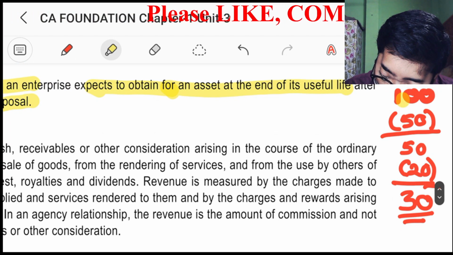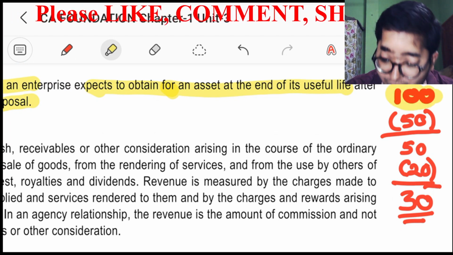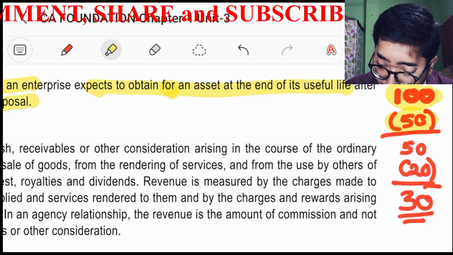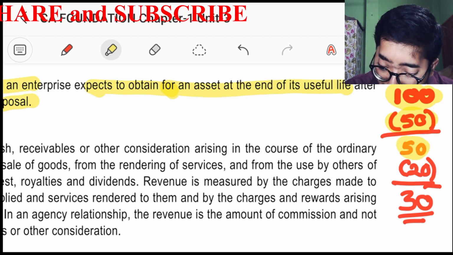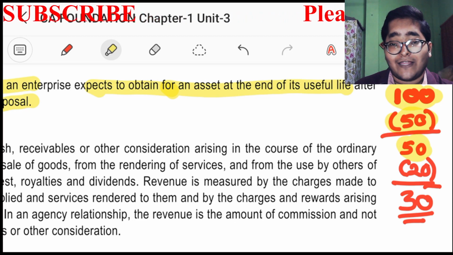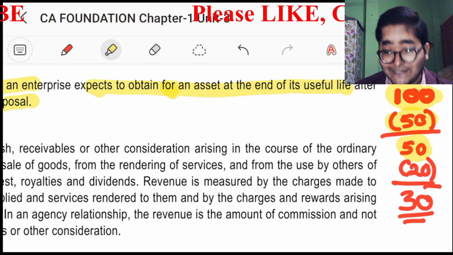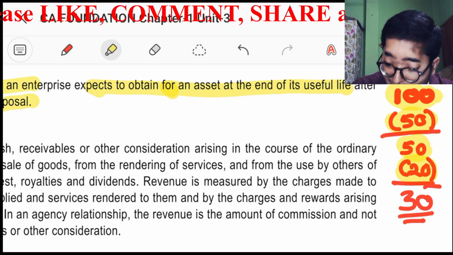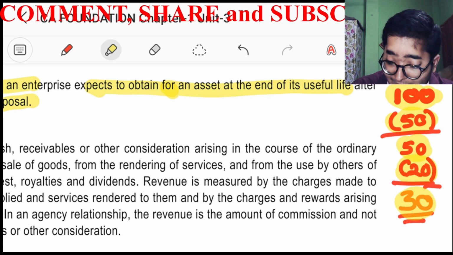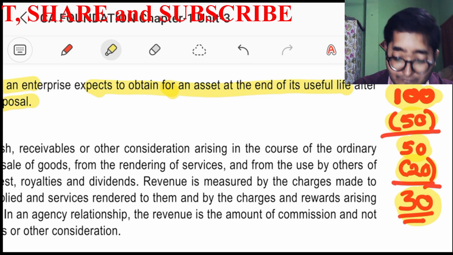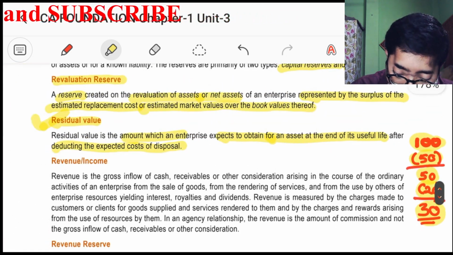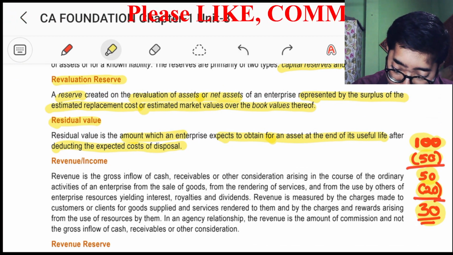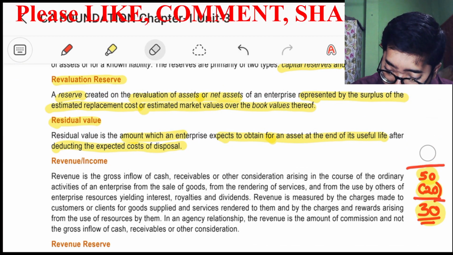So this ₹100 is the book value of my asset, my pen. This is the accumulated depreciation. This is the remaining value after deducting the accumulated depreciation, this is the selling expense or disposal expense, and this ₹30 is the residual value. So let me erase this out.